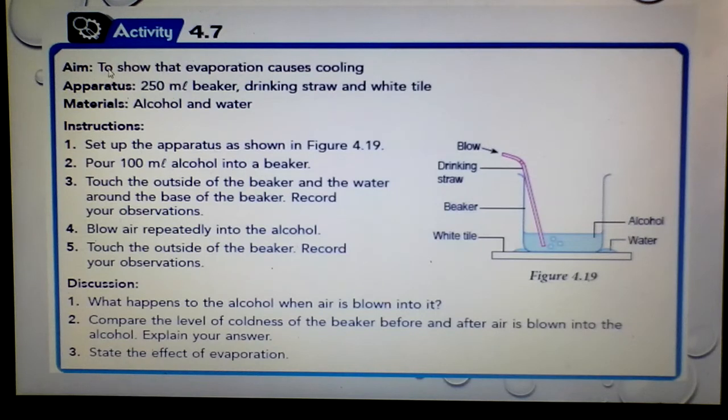Activity 4.7, this one is to show that evaporation causes cooling. Apparatus: 250 ml beaker, drinking straw and white tile. Material: alcohol and water. Instruction: set up as here. Pour 100 ml alcohol into the beaker. Touch the outside of the beaker and the water around the base of the beaker. Record your observation. So before you start the activity, you record the situation of the beaker. Blow air repeatedly into the alcohol. Touch the outside of the beaker. Record your observation. Okay, now we want to discuss what exactly happened.